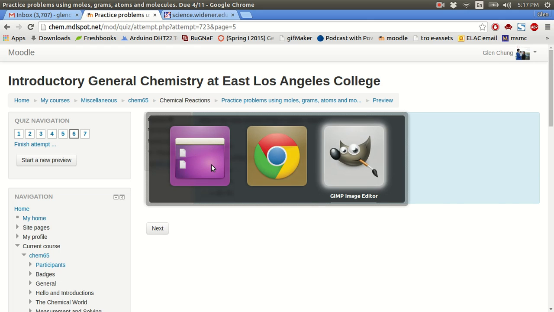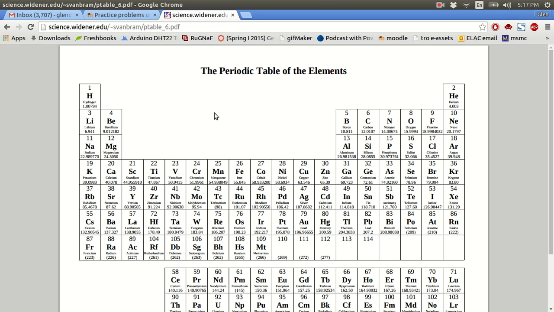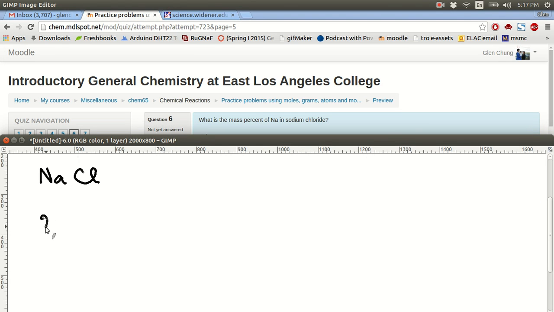What is the mass percent of sodium in sodium chloride? Now, we did not do such a problem in class, but here's how to do it now. Sodium chloride is this. Sodium has mass 22.989770 grams per mole.